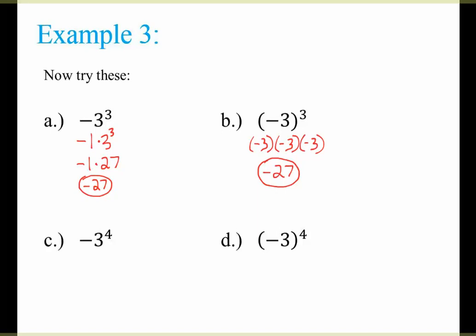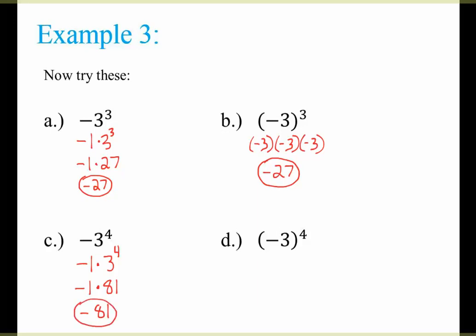So you have to be able to reason these out, because sometimes that answer could be the same, sometimes it couldn't. You have to approach them differently because of those parentheses. All right, down on C, you have the opposite of 3 to the 4th. So think of that as negative 1 times 3 to the 4th. That's negative 1 times 81. And the opposite of 81 is negative 81.